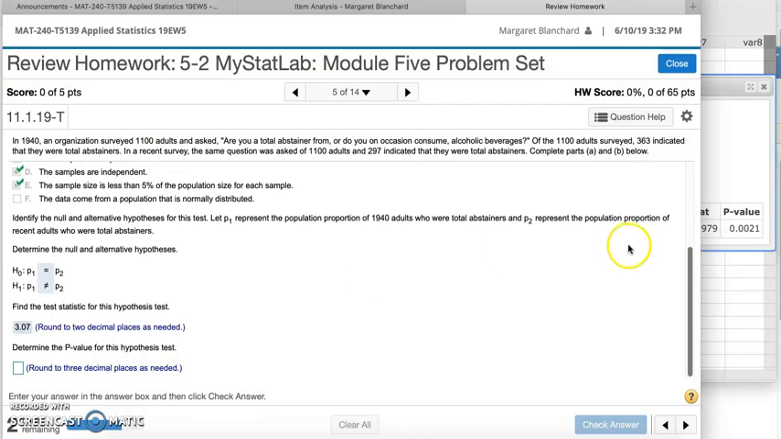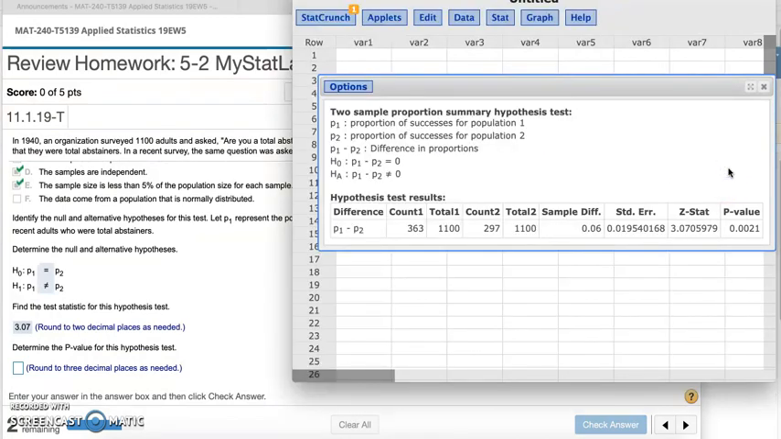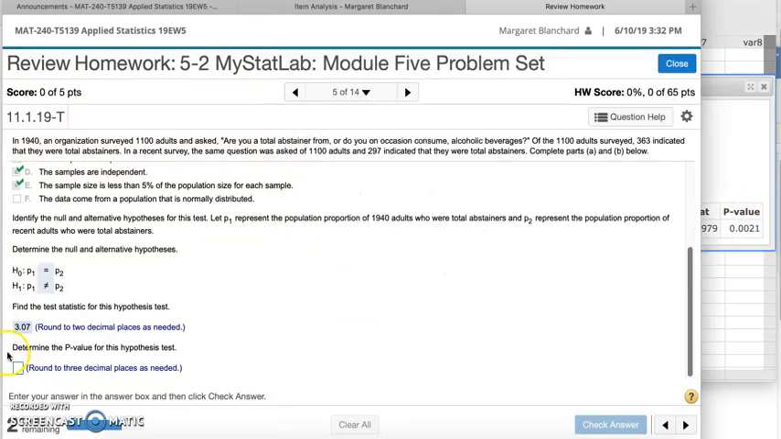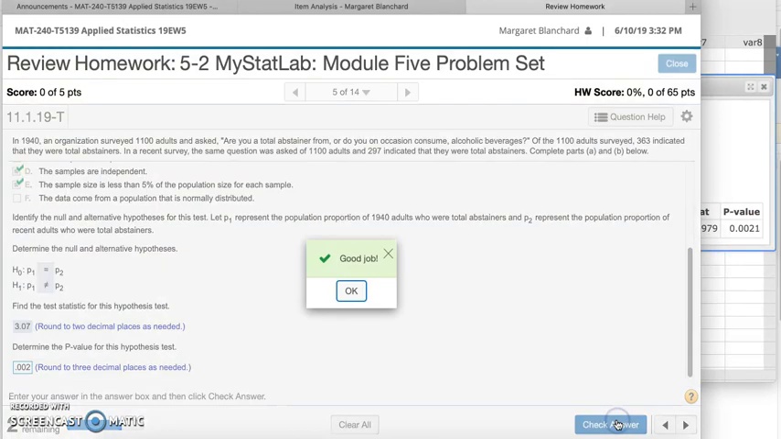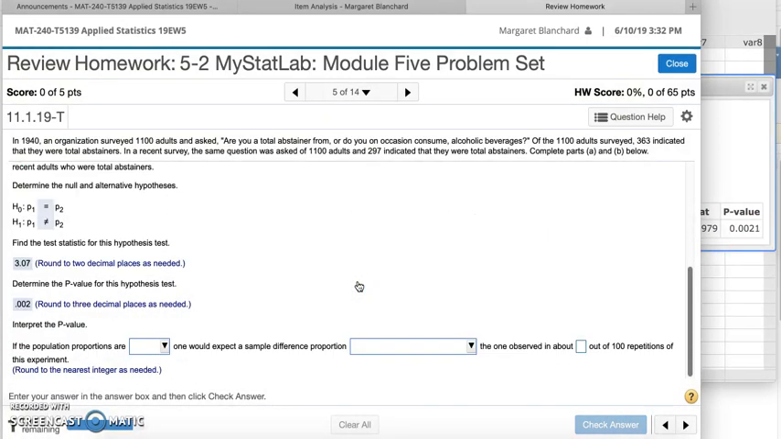Determine the p-value. What's great is that we already have it when we ran that test. It says to round to 3 decimal places. So here we have our p-value. Three decimal places gives us 0.002. Good job.